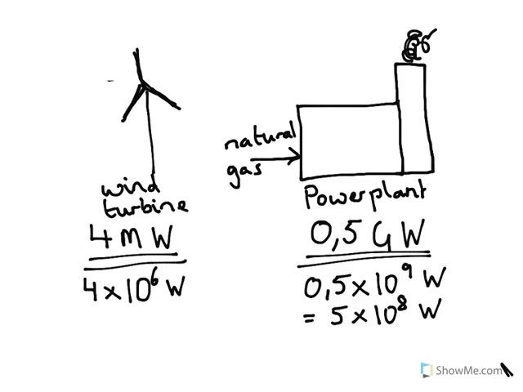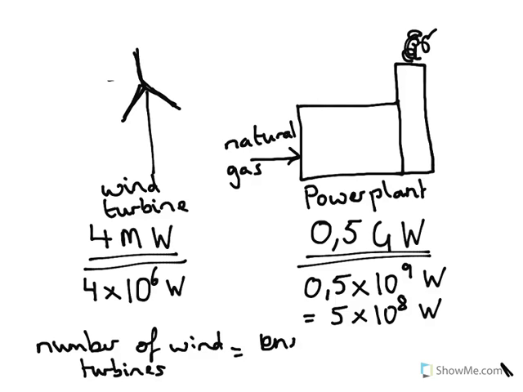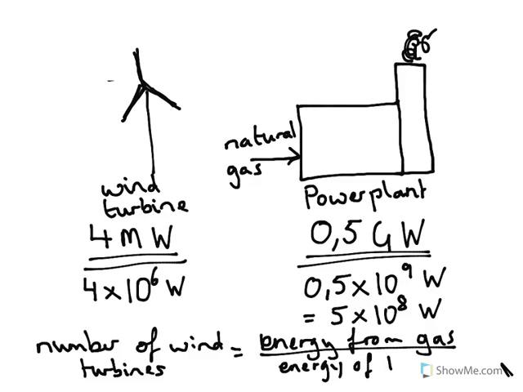So if we want to know how many wind turbines we would need to produce the same amount of energy as the power plant, well, we need a formula then. The number of wind turbines will be the energy from the gas plant divided by the energy produced from one turbine. Why is that?